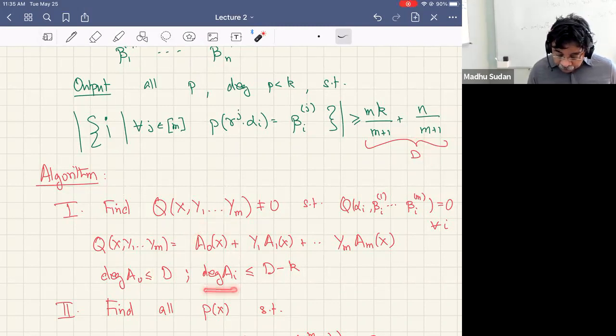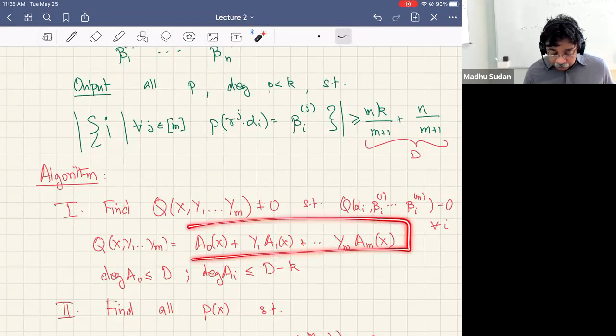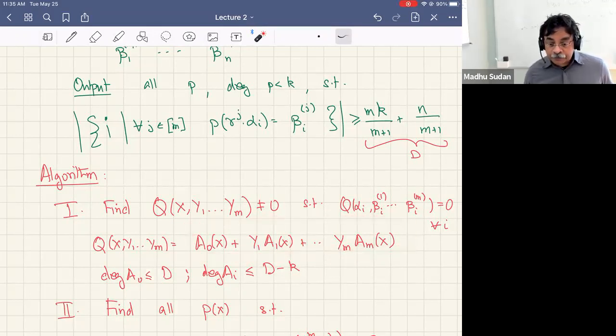And the degrees of the Ai are at most d minus k. Why this choice? Eventually, I expect to plug in y1 equal to P of x, ym equal to P of gamma to the m minus 1 x. As a function of x, these are all polynomials of degree k. And when I multiply them, I will get polynomials of degree d, and the whole thing will be some polynomial of degree d. So the degrees of the Ai are at most d minus k.